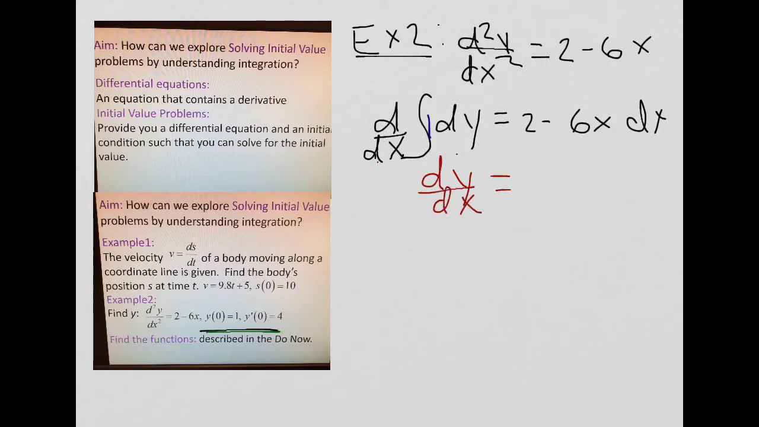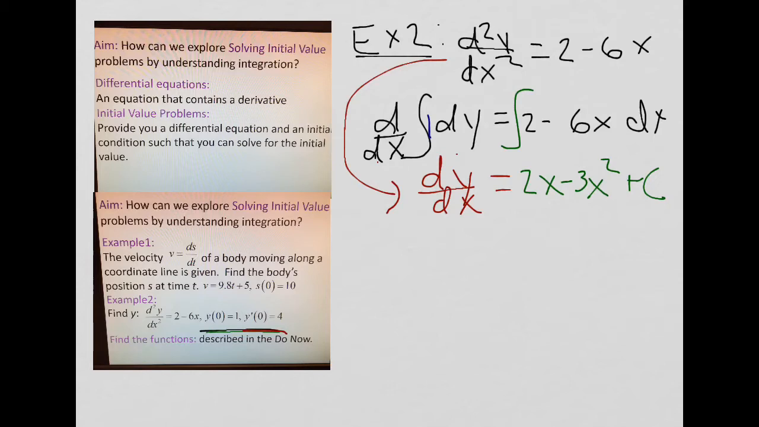Even if you didn't understand a notation part, if you are taking the integral of the second derivative, you should get the first derivative. Now on the right-hand side, we should also integrate, and when we do, we get 2x minus 3x squared plus c. This is where you have to look for the y prime, or dy over dx.